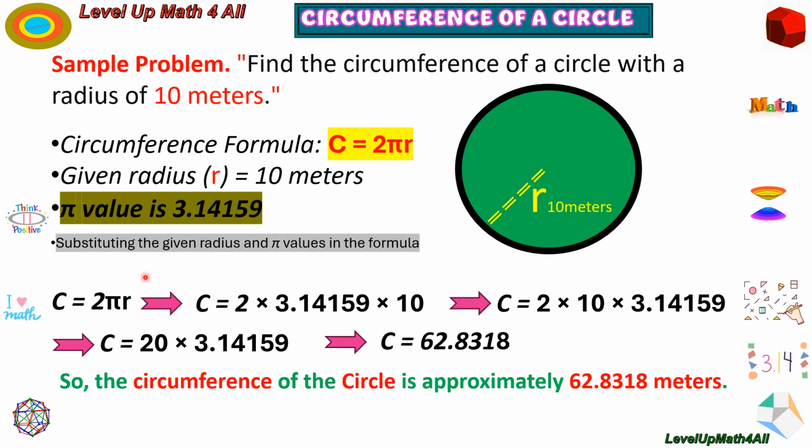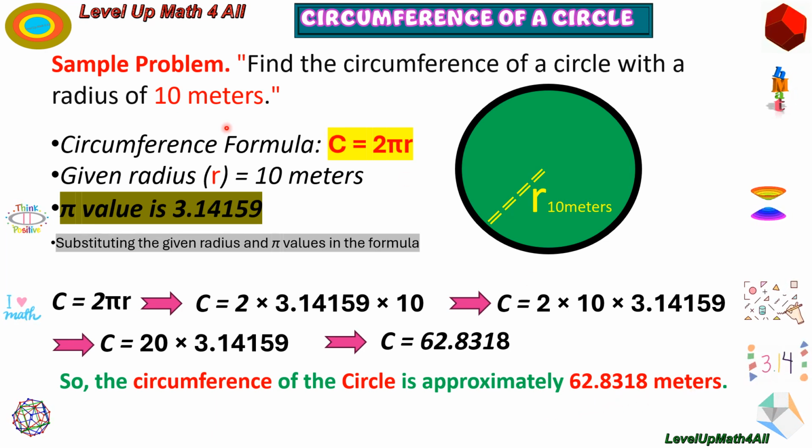Let's substitute the given radius and the pi value in this formula. So 2 pi r is 2 times 3.14159 times 10. Let's bring the 10 over here, so it's easy for us to multiply 2 times 10 first. 2 times 10 is 20. 20 times 3.14159 is 62.8318. So the circumference of the circle is approximately 62.8318 meters.